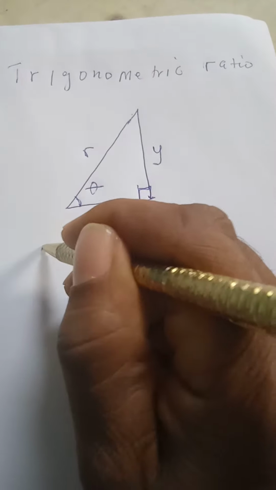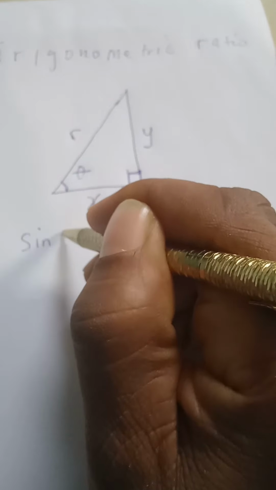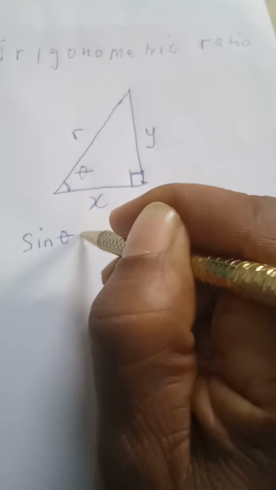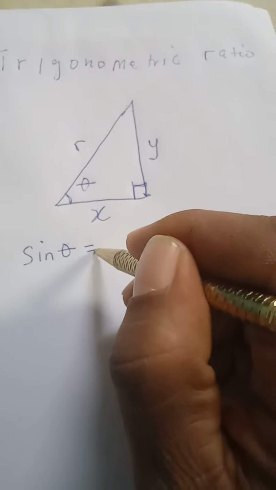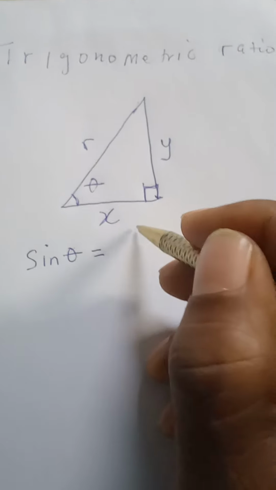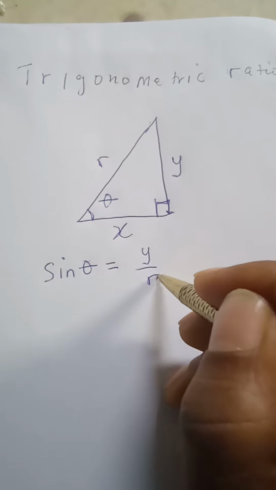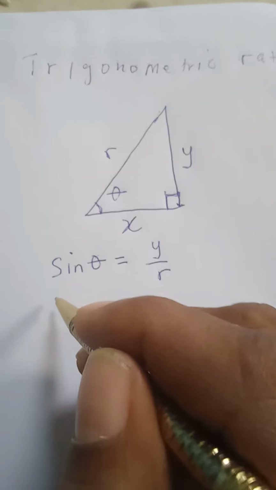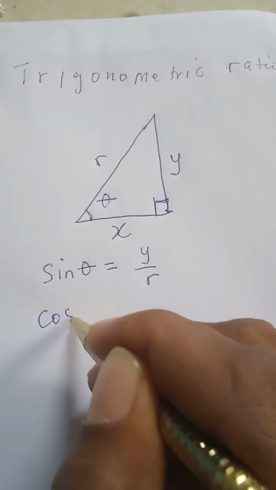We have the sine of an angle. If theta is the reference angle, we call it sine theta, and it is equal to the ratio of the opposite over the hypotenuse. That is y over r. The other one is the cosine of angle theta, which we call cos theta.